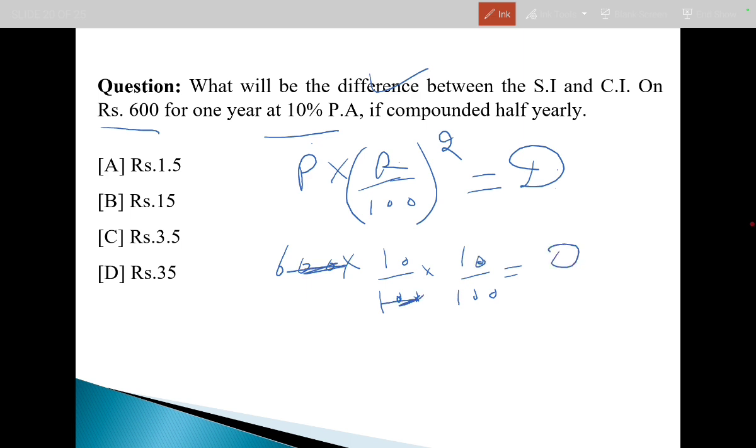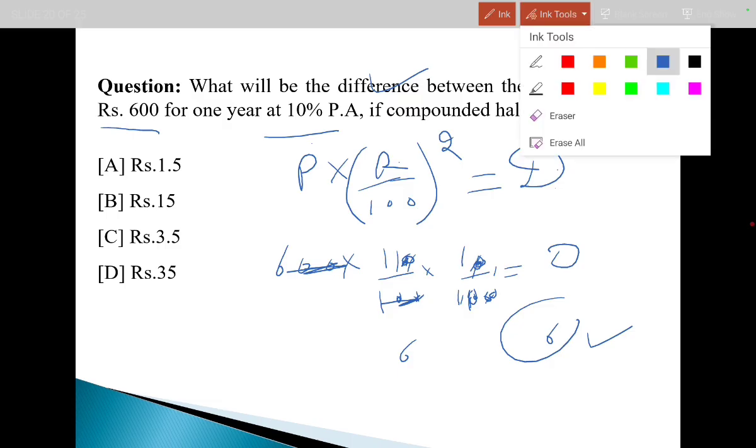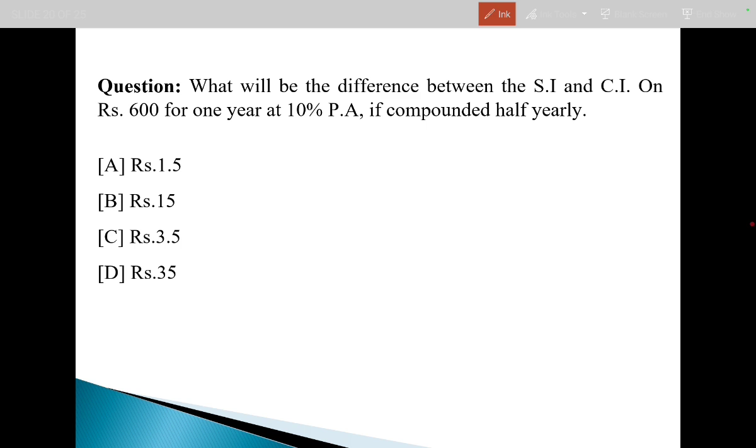These 2 zeros cancel out. What I am left with, these 2 zeros also cancel out. So I got the difference as 6 rupees. So basically the formula for a 2 years difference will be P into R by 100 squared is equal to the difference. Okay.